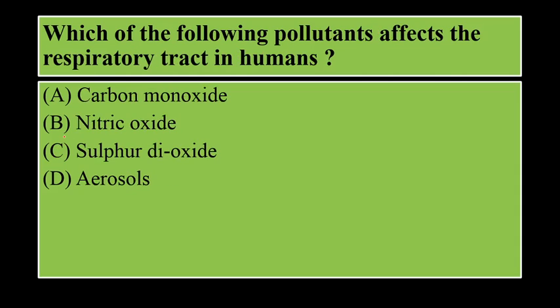Which of the following pollutants affects the respiratory tract in humans? We have carbon monoxide, nitric oxide, sulfur dioxide, and aerosols. So among the given pollutants, the respiratory tract of human beings is affected by sulfur dioxide, which is option C.